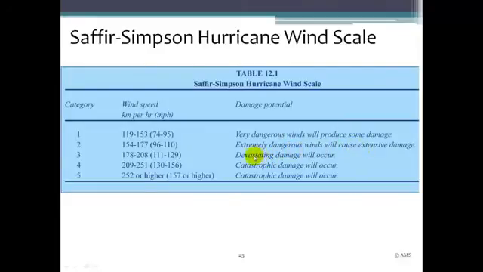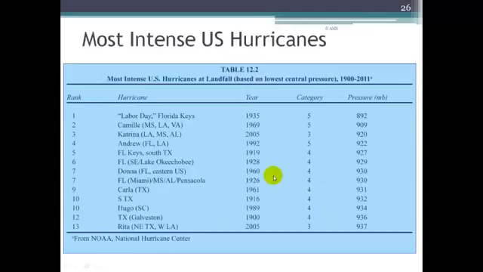A Category 3 hurricane, whose winds are between 111 to 129 miles per hour, devastating damage will occur. Category 4, so we get winds up to 156 miles per hour. Catastrophic damage will occur. And then a Category 5, which has very strong winds, 157 miles per hour or higher. Again, catastrophic damage will occur.